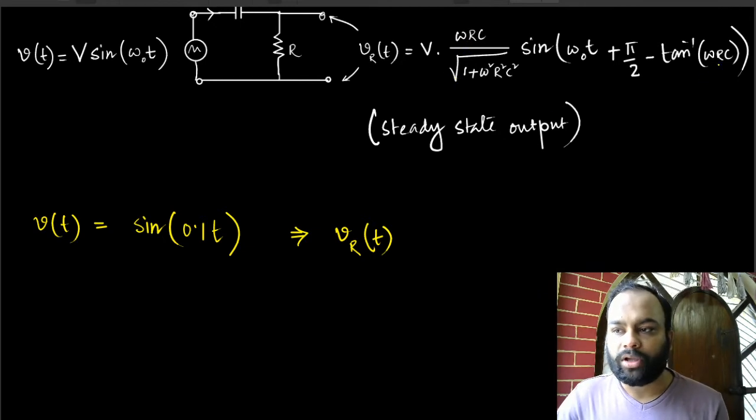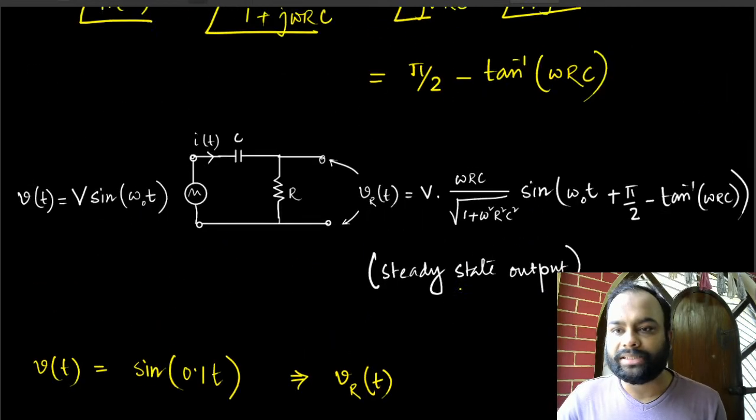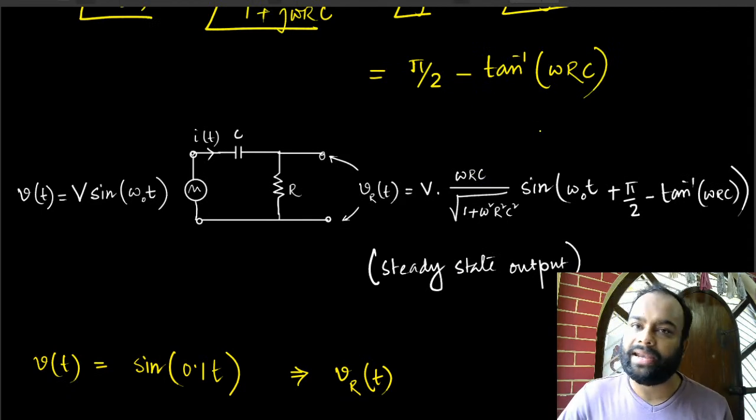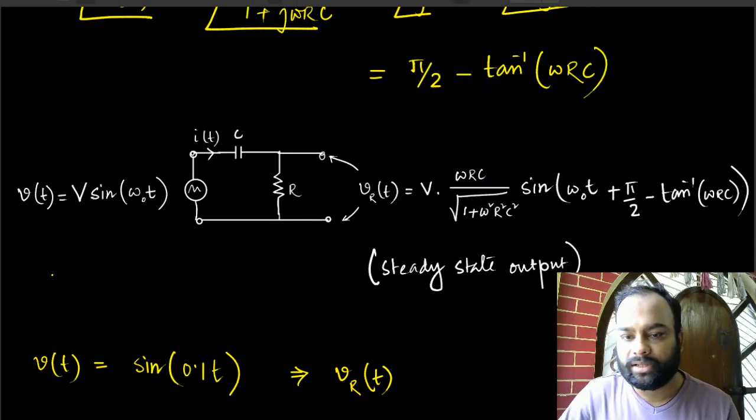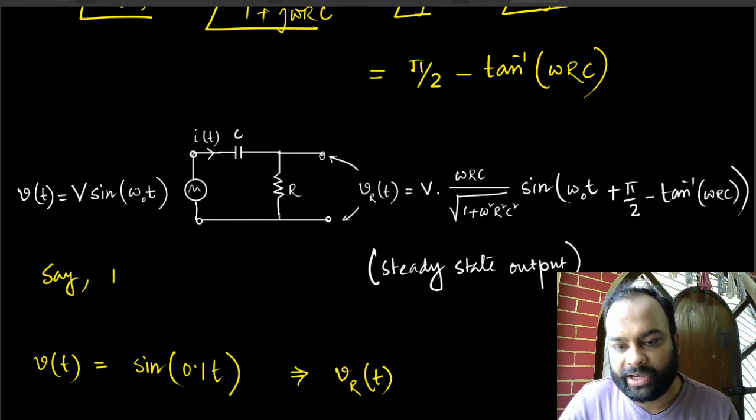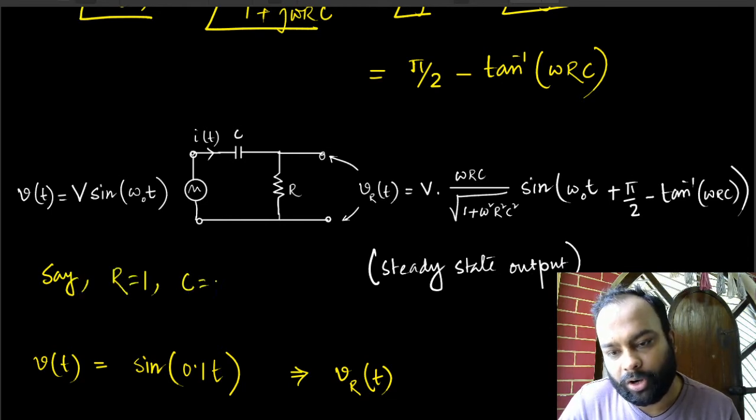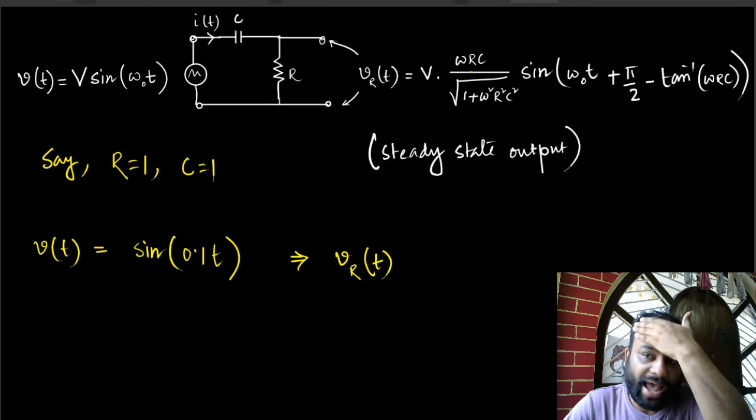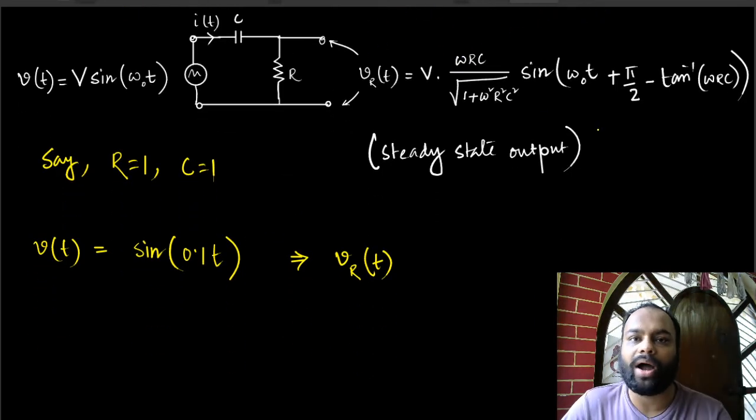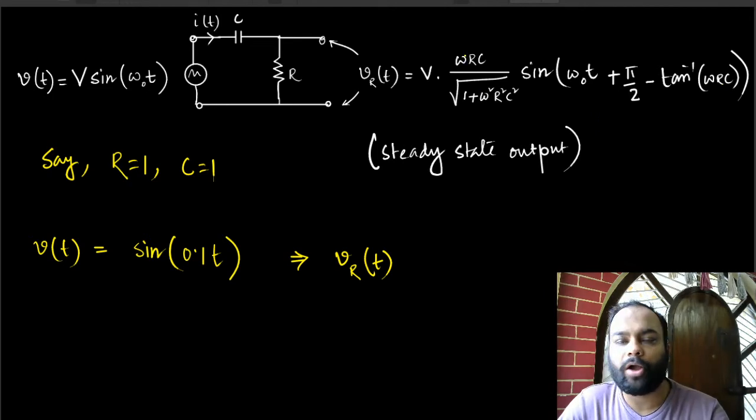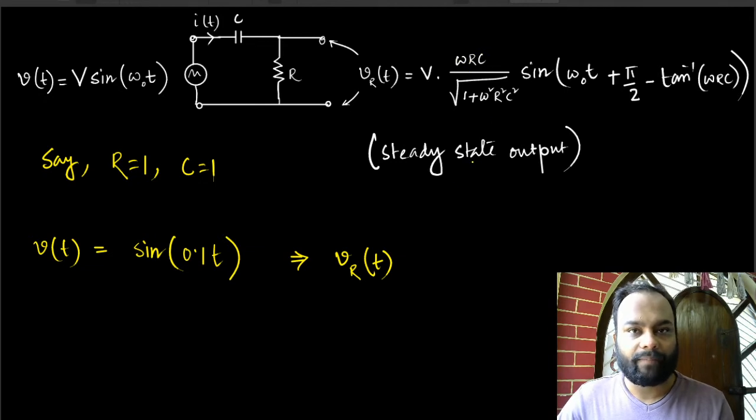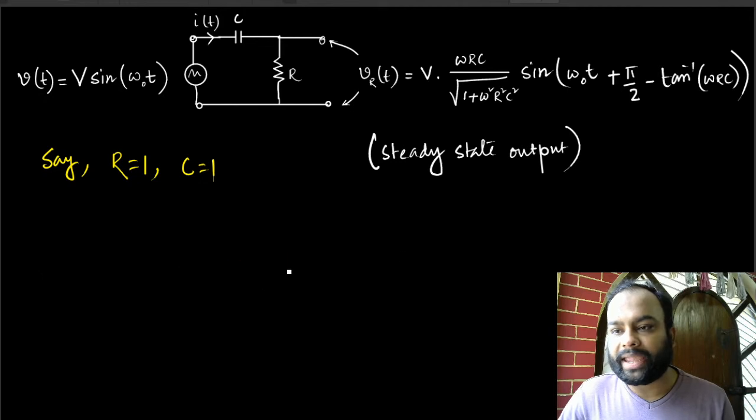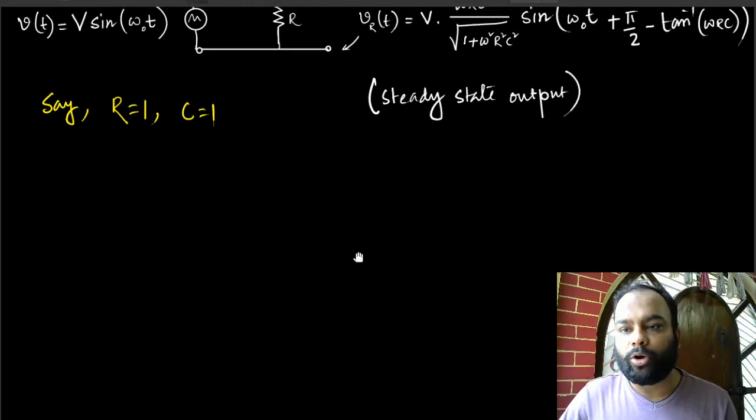You need to have the value of R and C. For this particular example, let's consider, for my convenience, R equal to 1, C equal to 1. Let's say 1 farad, 1 ohm, something like that. If I have that, just put omega equal to 0.1, R equal to 1, C equal to 1. Subsequently we shall have a value of that, right?